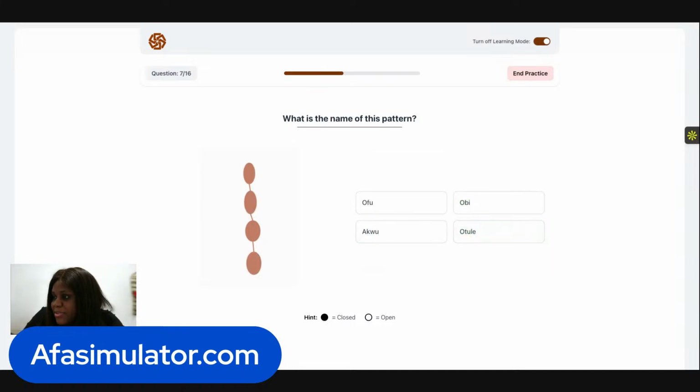This is definitely Obi. Notice Obi is all open. Yep. This one is not Obi because we just saw it.